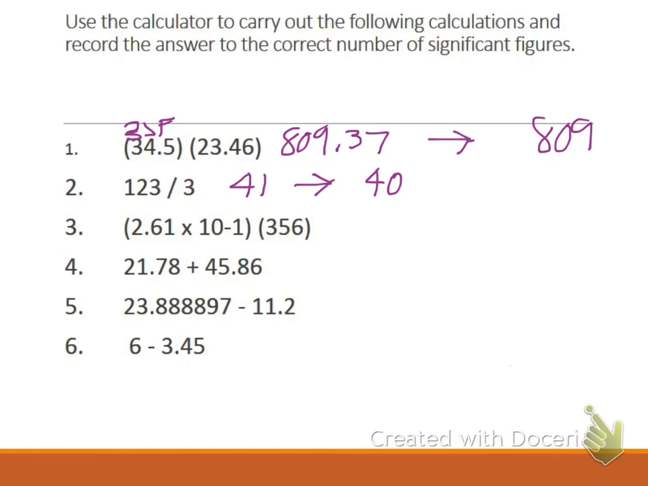What do you get? I got 92.916. How many significant figures do I need my answer in? 3. So how would I record that? 92.9. Hey, that's the radio station in the country.